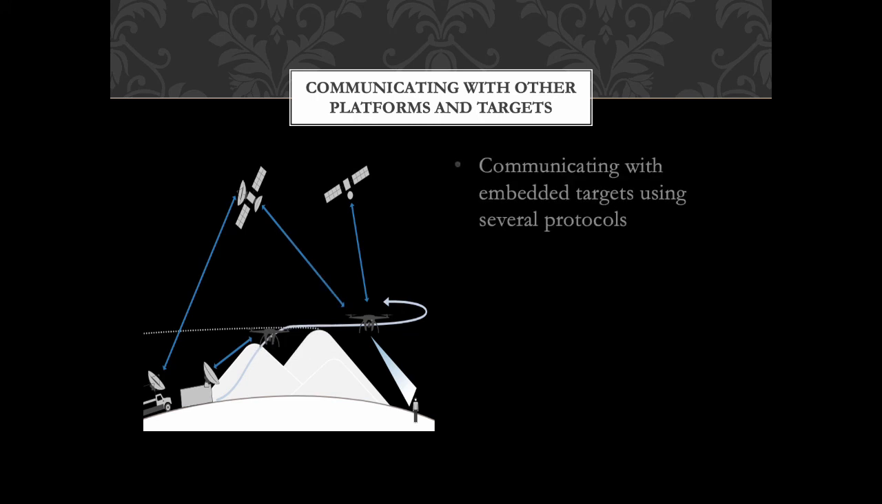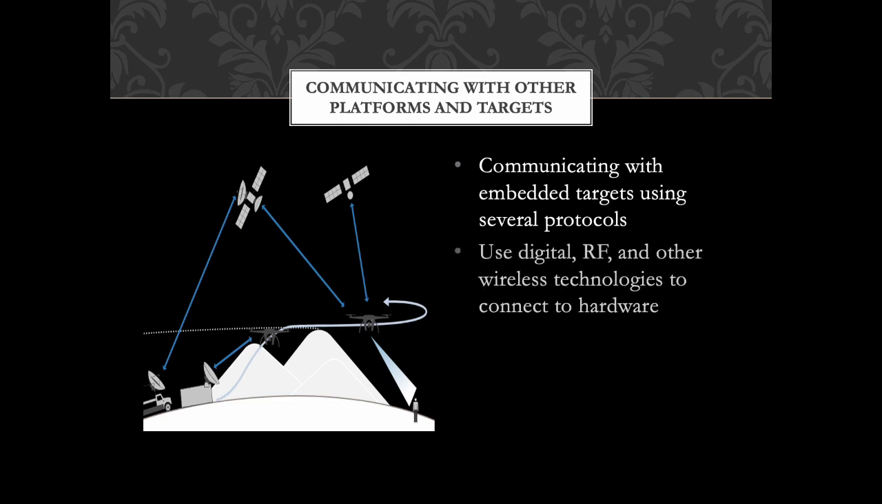The next part is we have to communicate with embedded targets using several protocols, including CAN, EtherCAT, and 802.11. In communicating with other platforms and targets, we have to use digital, RF, and other wireless technologies to connect to hardware. But remember, this hardware must be supported by TCP, UDP, I2C, SPI, Modbus, and Bluetooth serial protocols.